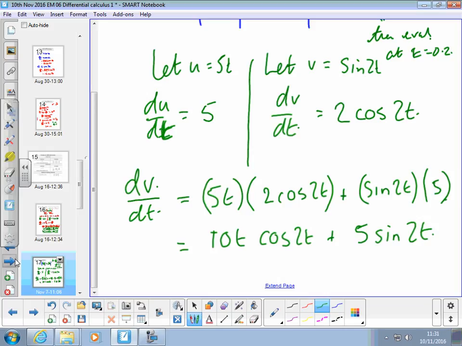Common factor is, if you want a common factor, 5. So you could take 5 outside the brackets. 2t cos 2t plus sine 2t.